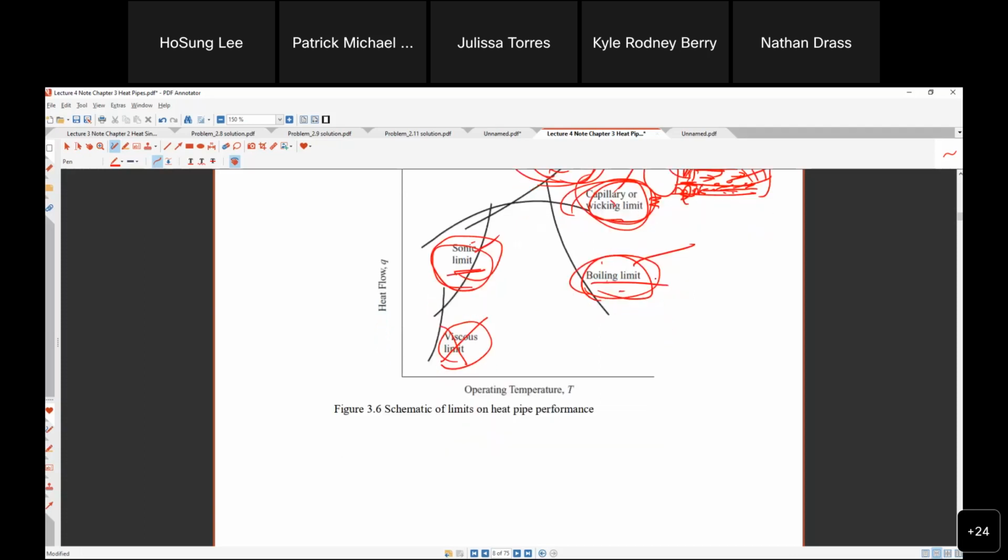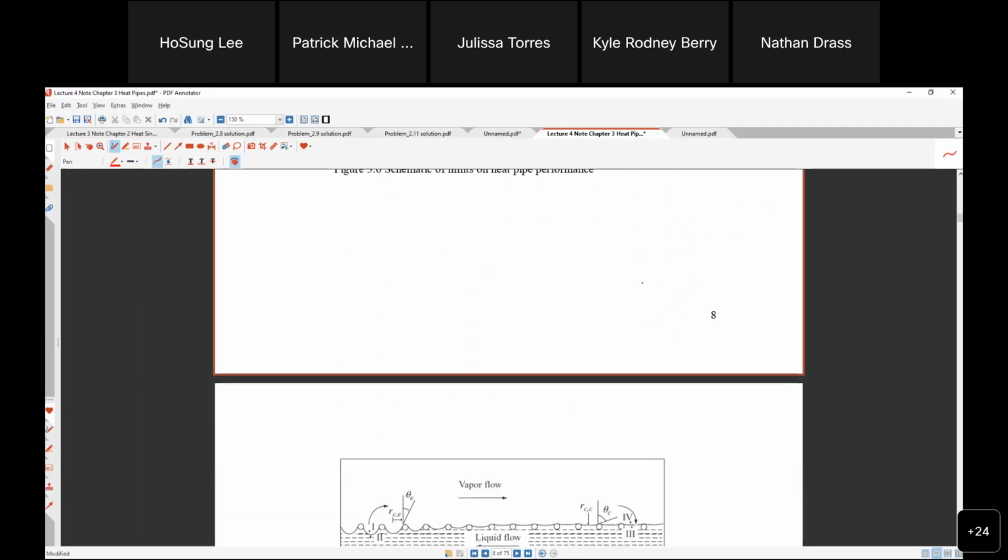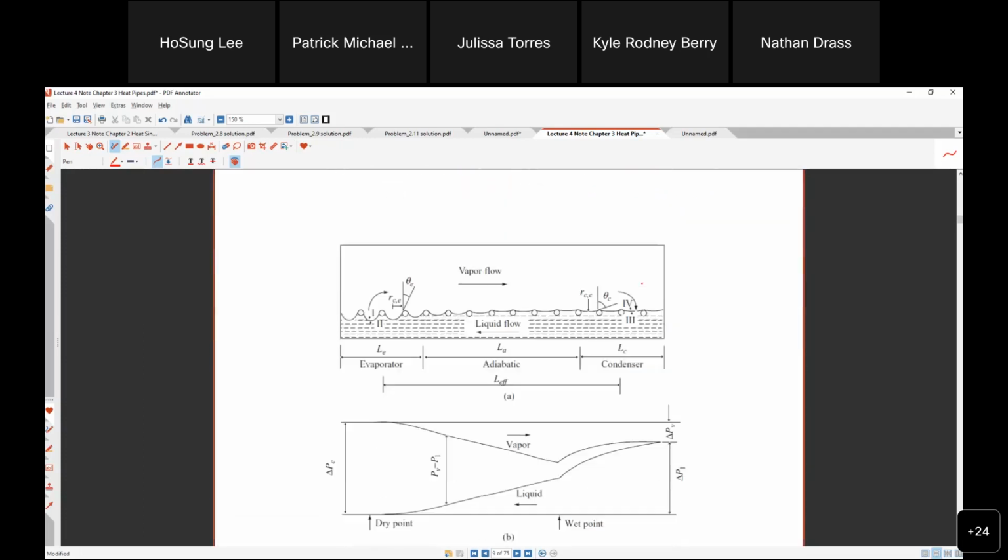And so design issues. Let me go over the concept of a heat pipe. So condenser and evaporator. I told you evaporation is taking place and condensation is taking place. Once it evaporates, not boiling.